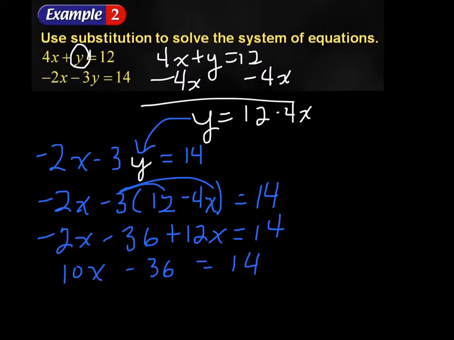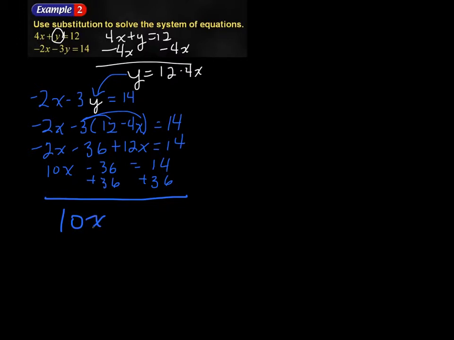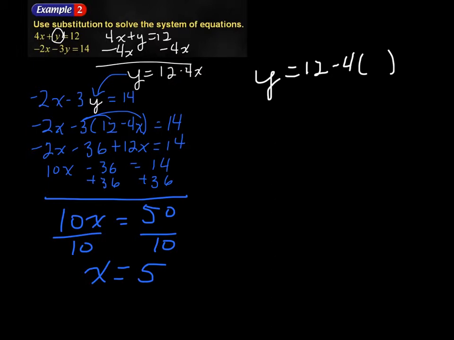Copy everything else down. Add 36 to both sides of the equation. So 10x equals 50. Divide both sides by 10, and x is 5. And we had the equation y equals 12 minus 4 times x. So now that we know x is 5, we can just plug that in, and we're going to have y equals 12 minus 20. So y is negative 8.